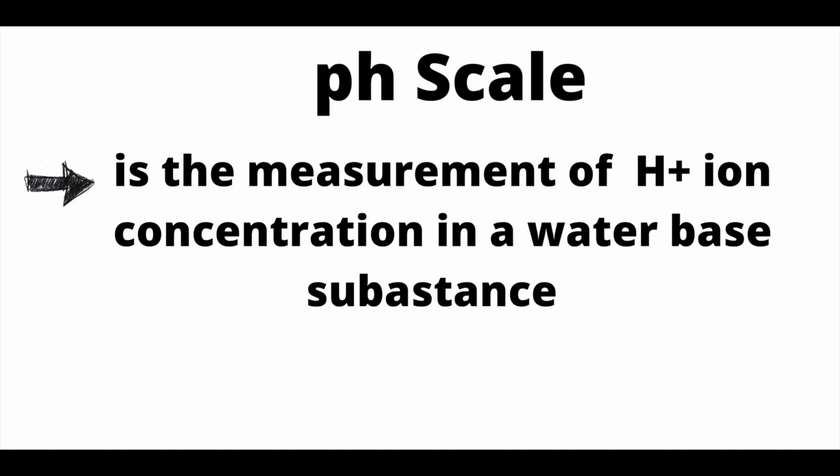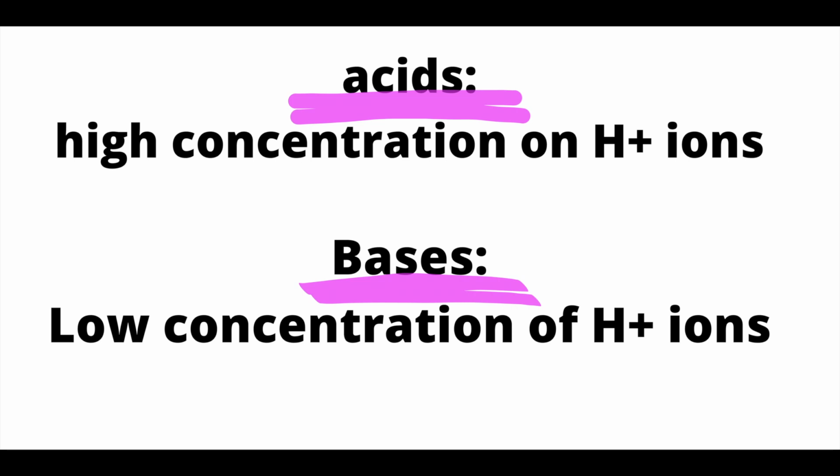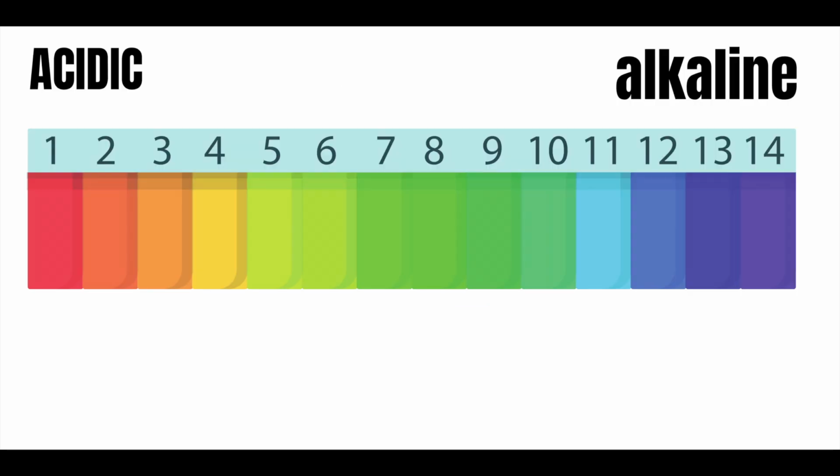First things first, the pH scale is the measurement of hydrogen ion concentration in a water-based substance. So your acids are going to have a high concentration of hydrogen ions, but your bases are going to have low concentrations of hydrogen ions. So you have your acidic on one side and your alkaline or base on the other side.